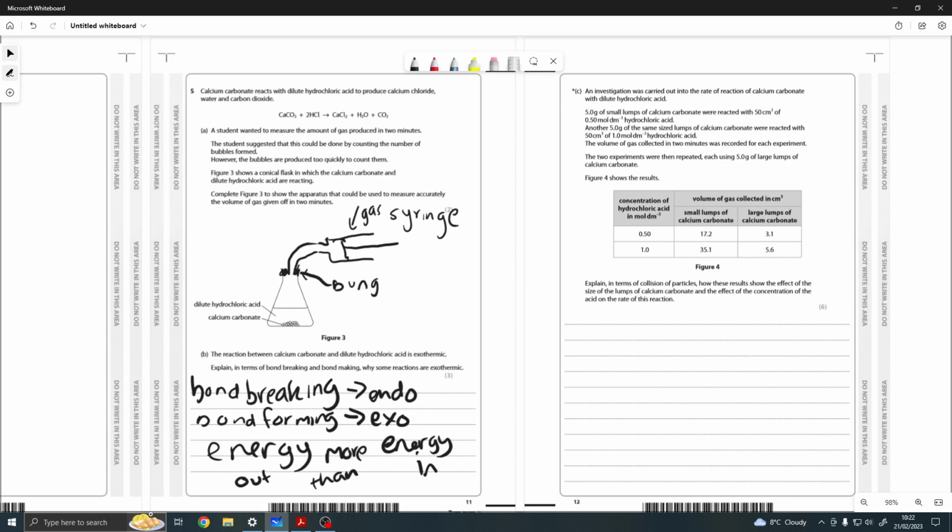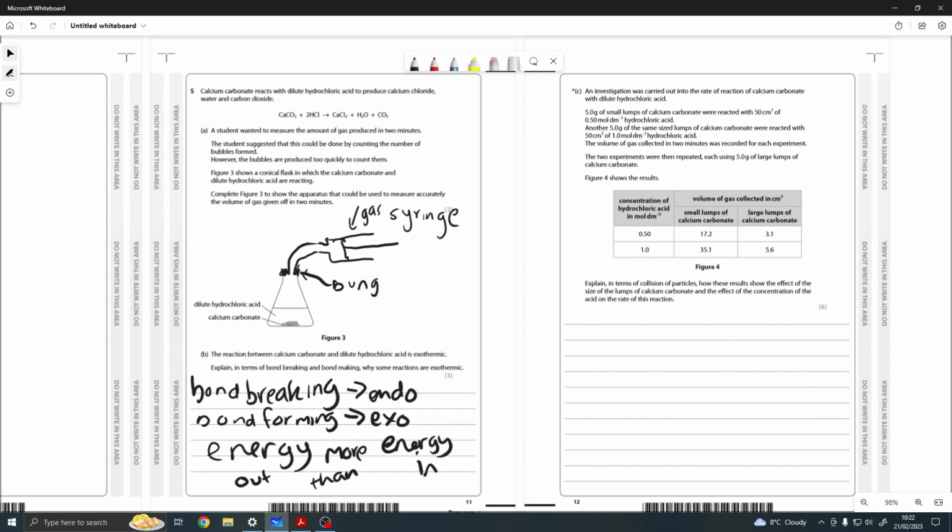Ooh, look at this. This looks like there's going to be a lot of writing to do in this one. An investigation. It says, an investigation was carried out at the rate of reaction of calcium carbonate with dilute hydrochloric acid. 5 grams of small lumps of calcium carbonate were reacted with 50 centimeters cubed of 0.5 mole hydrochloric acid. Another 5 grams of the same size lumps of calcium carbonate were reacted with 50 centimeters cubed of 1 mole of hydrochloric acid. The volume of gas was collected and recorded. The 2 experiments were then repeated using large lumps.